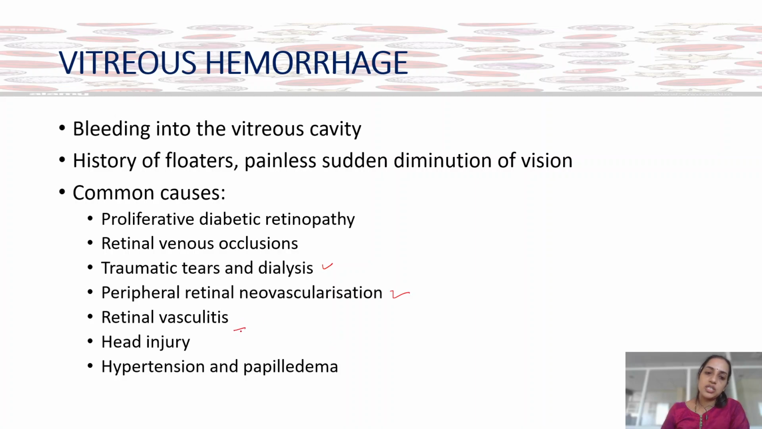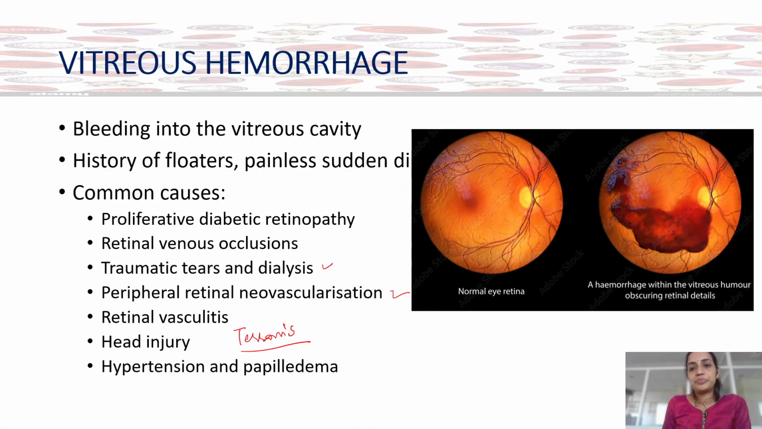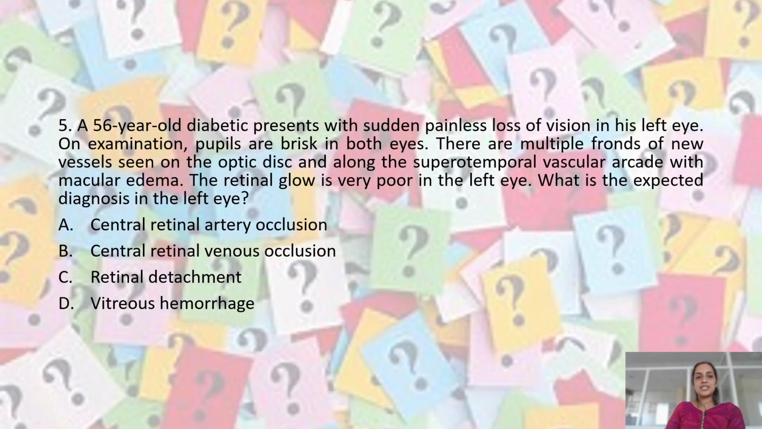A rare cause of vitreous hemorrhage is Terson syndrome, where you get intracranial hemorrhage along with a vitreous or subhyaloid hemorrhage. So this is how a vitreous hemorrhage looks. So let's take a question now. A 56-year-old diabetic patient presents with sudden loss of vision in his left eye. So there is sudden painless loss of vision. On examination, pupils are brisk. There is no RAPD.